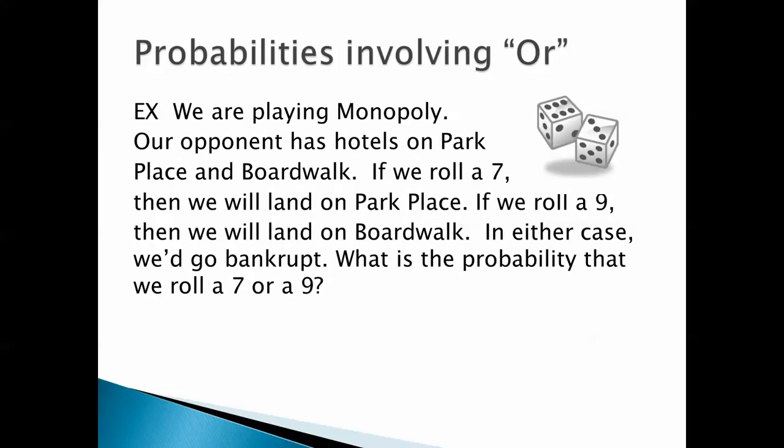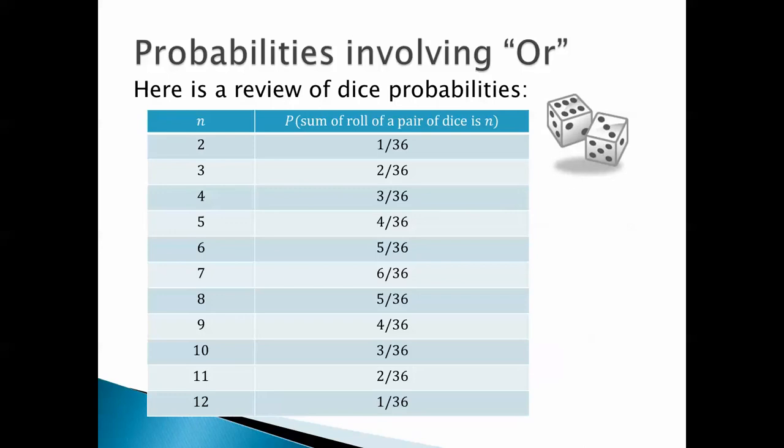We are playing Monopoly. Our opponent has hotels on Park Place and Boardwalk. If we roll a 7, then we'll land on Park Place. If we roll a 9, then we'll land on Boardwalk. In either case, we'd go bankrupt. I know what this is like. Last few times I played Monopoly against my kid, I lost. What's the probability that we roll a 7 or a 9?